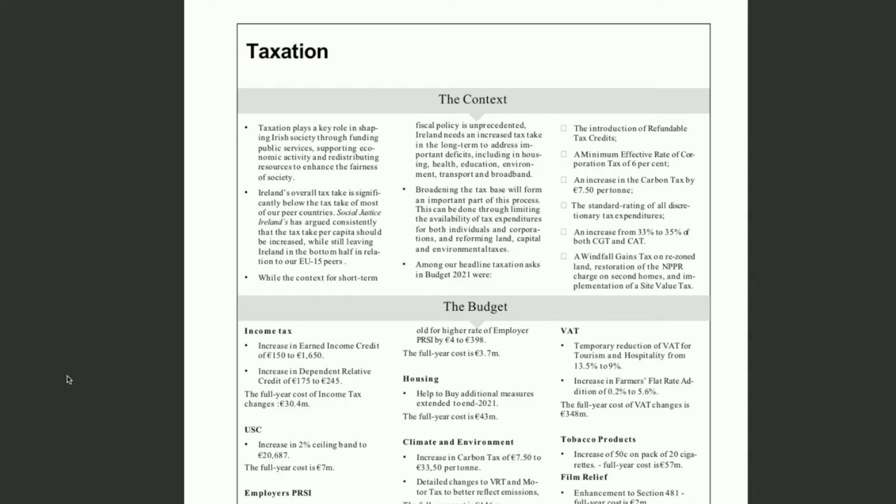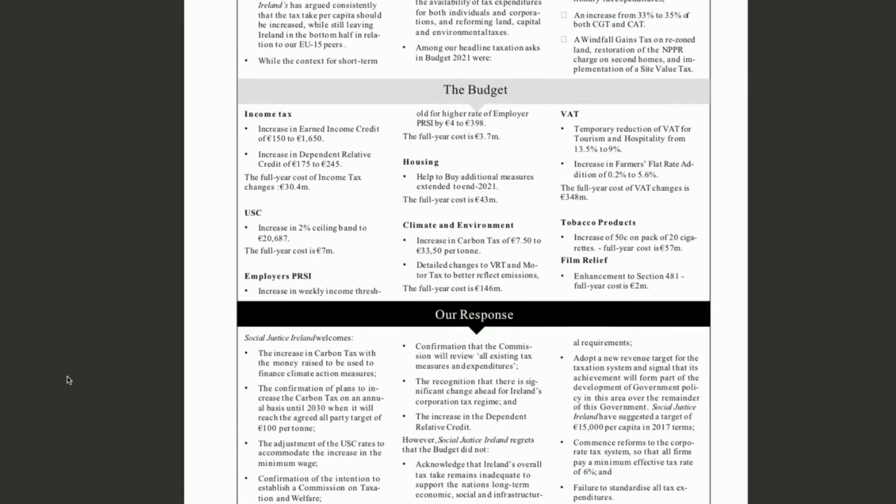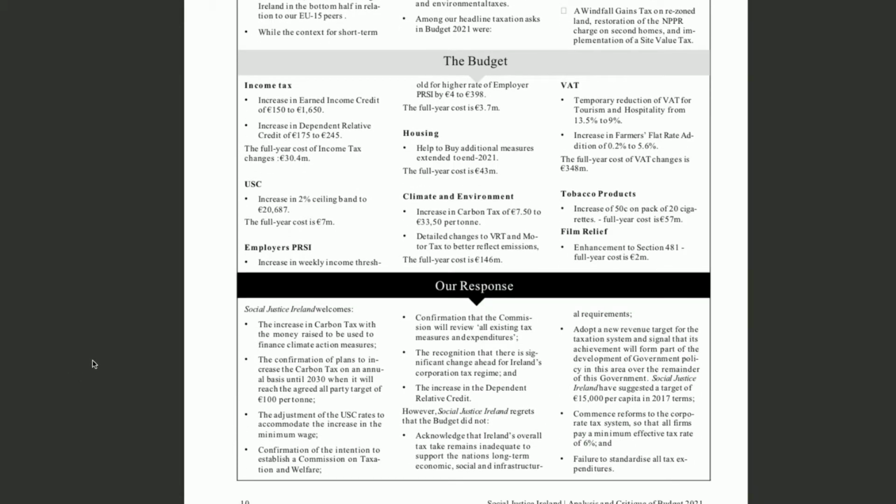And page 10 summarises the taxation measures that were taken in Budget 2021. This would normally be one of the key parts of our response each year, but in fairness, Budget 2021 didn't do very much in relation to taxation changes. I'll refer back to what I said earlier when I talked about how government spending's main purpose is to set a floor below which living standards can't fall in this country. And taxation plays a key role in that. It provides funding for public services, it supports economic activity, it increases the fairness of society.